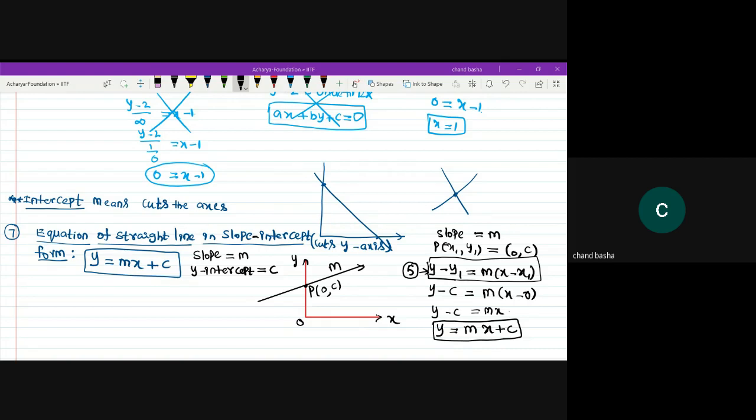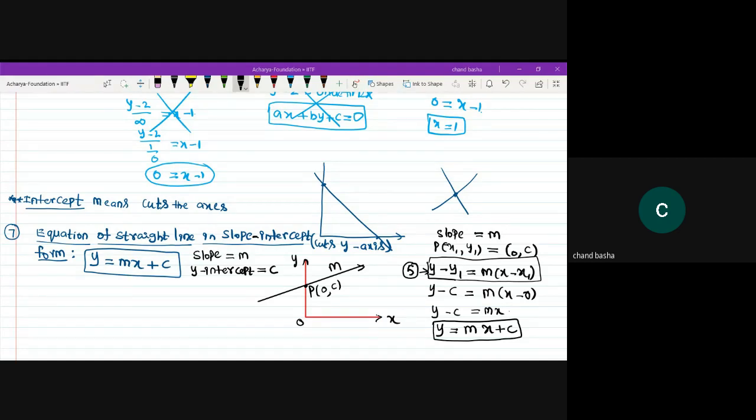Ranveer. Yes, sir. What is the difference between intersect and intercept, sir? In coordinate geometry, we call it an intercept. Intersecting is a general word we use. Wherever two people meet, we can call it an intersection. Wherever two lines meet, we can call it an intersection.